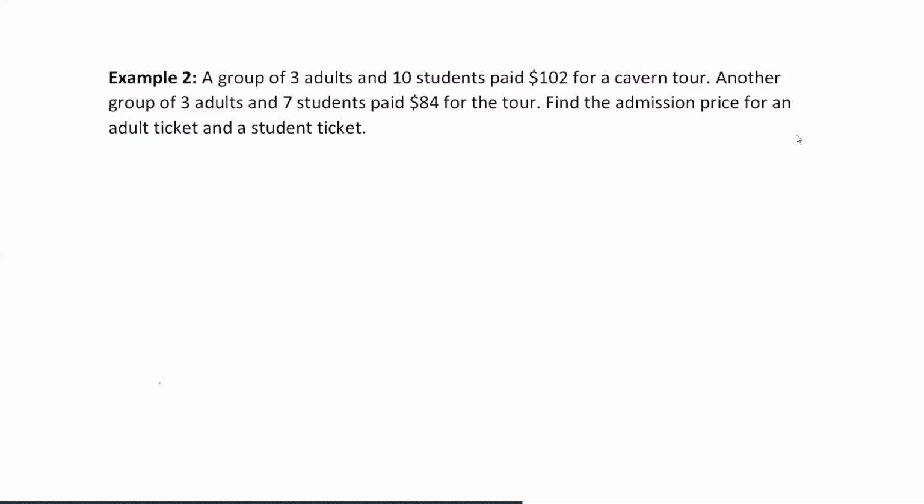All right, so our second problem: a group of 3 adults and 10 students paid $102 for a cavern tour. Another group of 3 adults and 7 students paid $84 for the tour. Find the admission price for an adult ticket and a student ticket. Oh, I misread this last period.